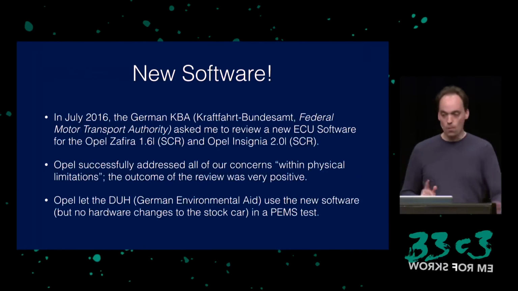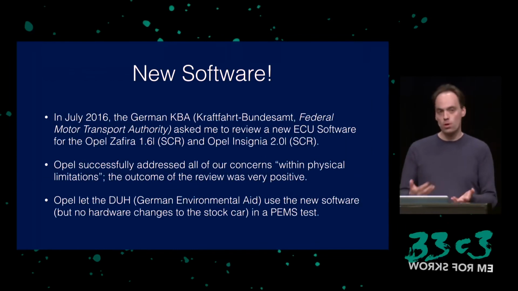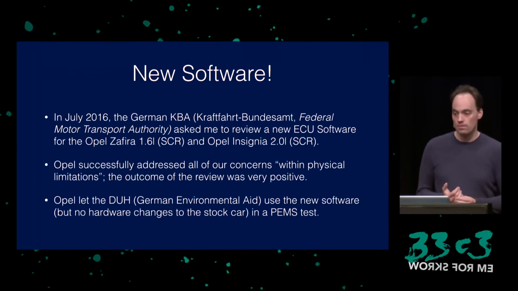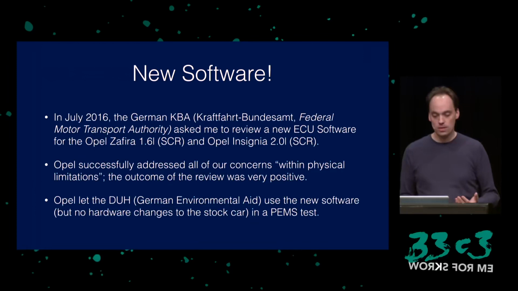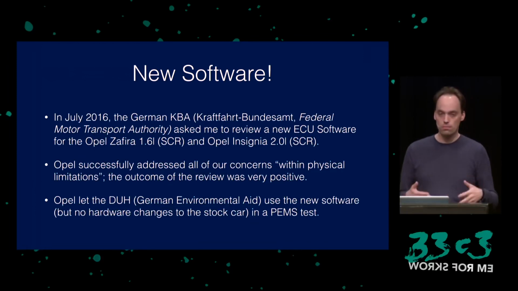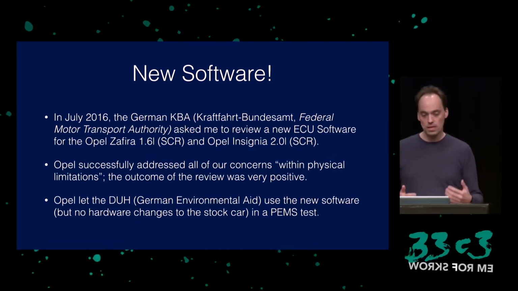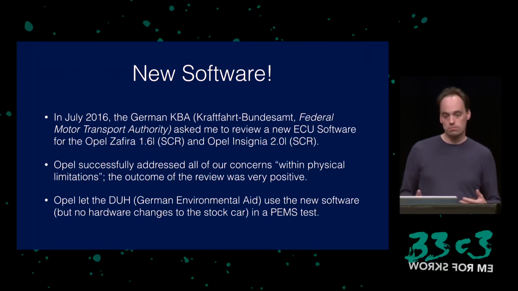But Opel actually provided new software already in July, and I think they had already worked on this for quite a while. And in July 16, the German KBA, the Kraftfahrtbundesamt, the Federal Motor Transport Authority, they are pretty nice actually, and they do know what they do. They are a bit limited by the resources and manpower they have, but they know about cars, and they know how to do these investigations.